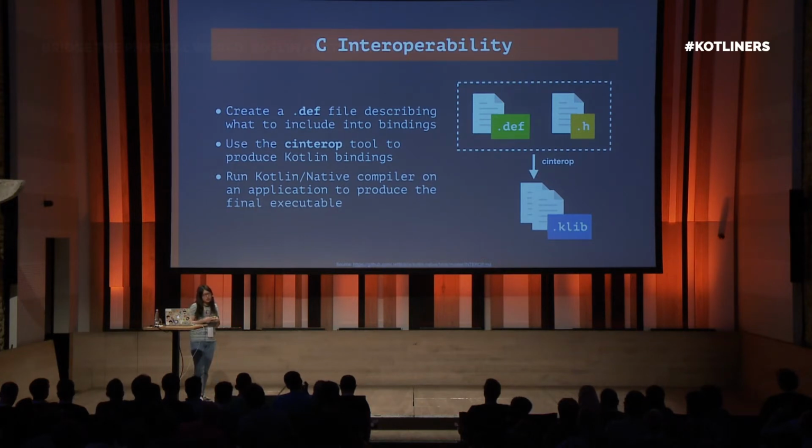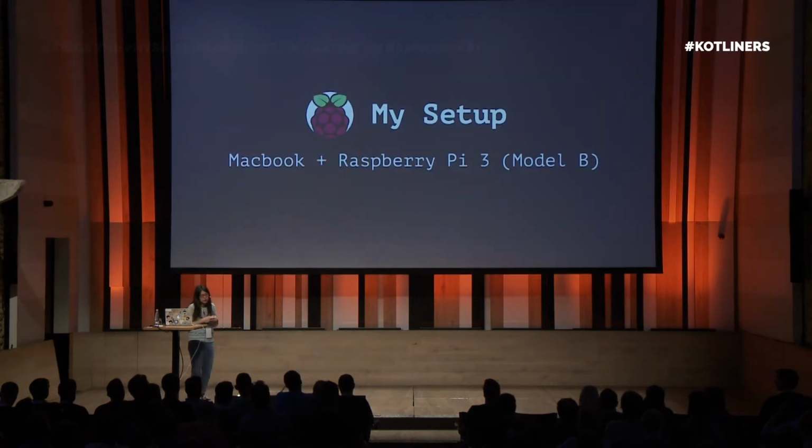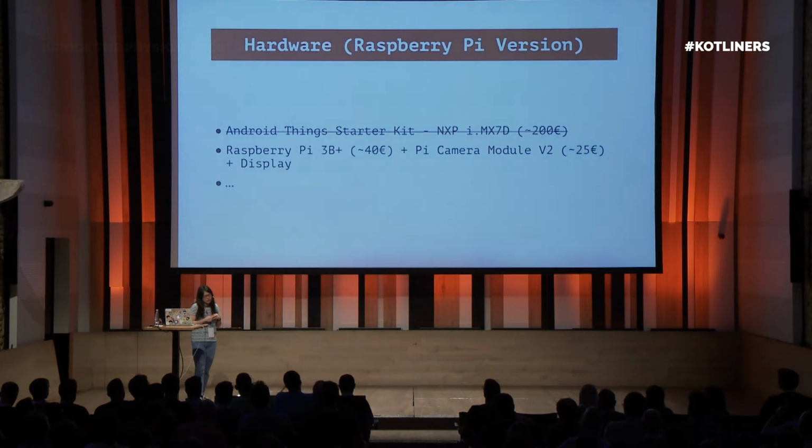using the C library. So with all that ready, IntelliJ already has perfect support for Kotlin Native, so you can code either on the command line or in IntelliJ. My setup looks like this now, because Android feels kind of dead.